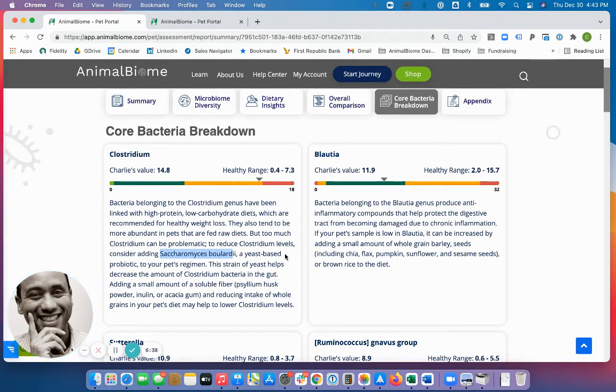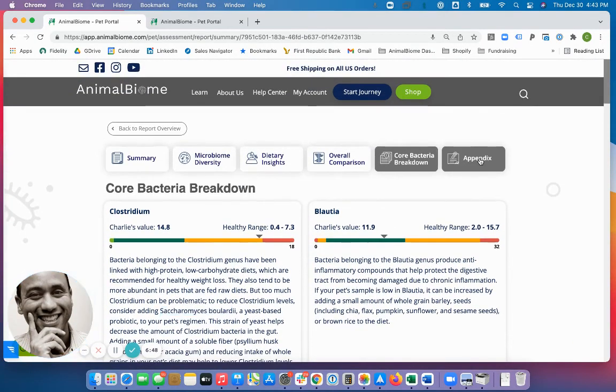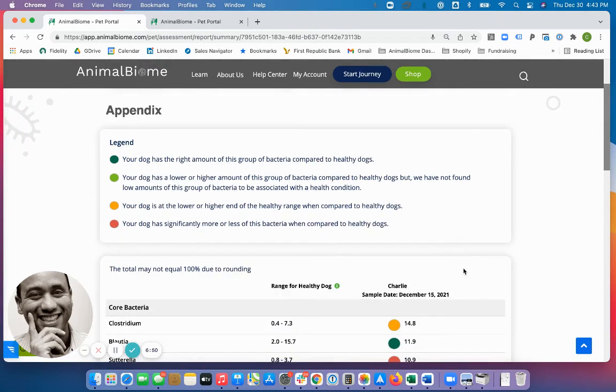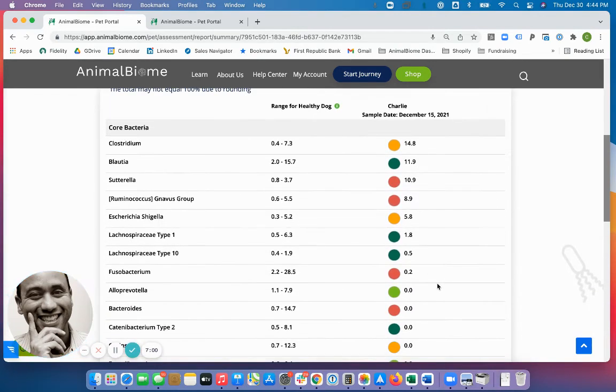So this section's really important. There's a lot of great information here on how to adjust your pet's microbiome to get it more healthy. And then the last section of the report is the appendix. And this is a convenient tabular view of all of the bacteria that we found in your pet's gut above 1% and how it relates to our healthy reference.